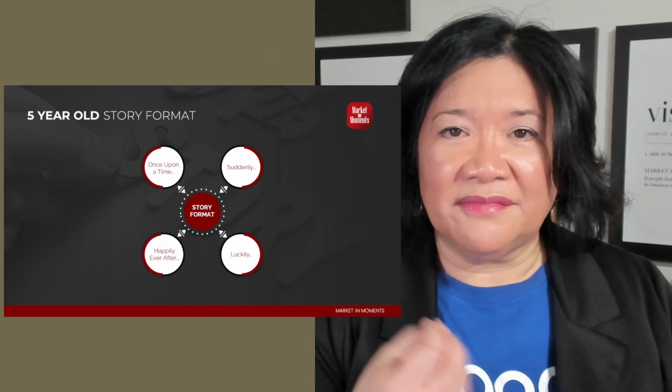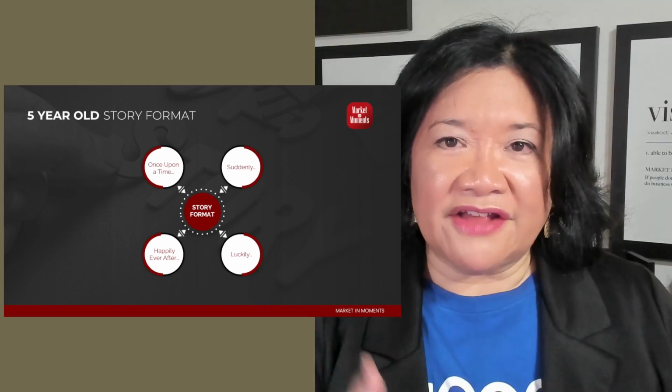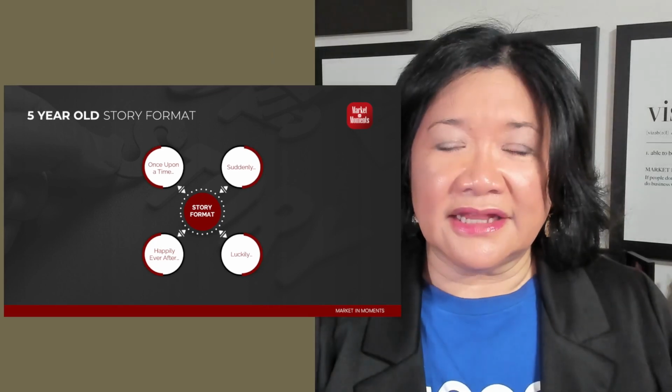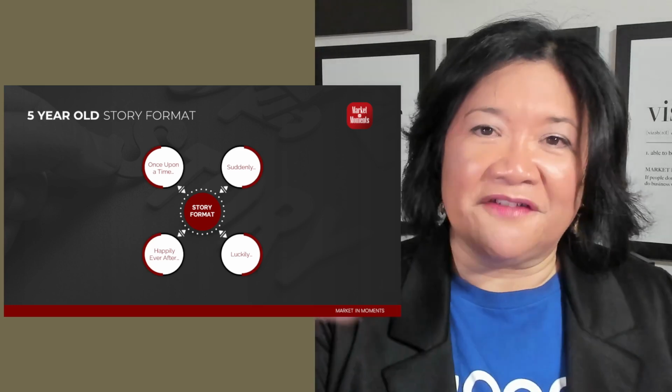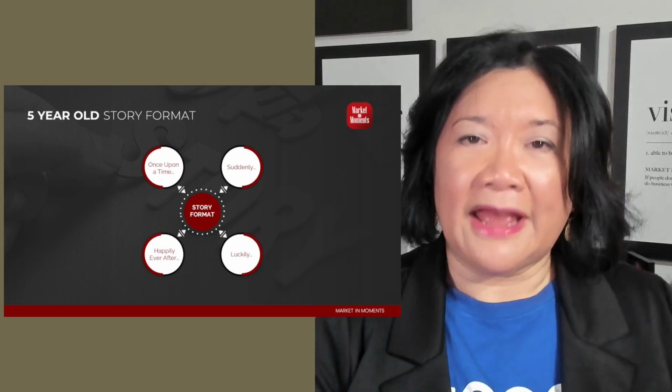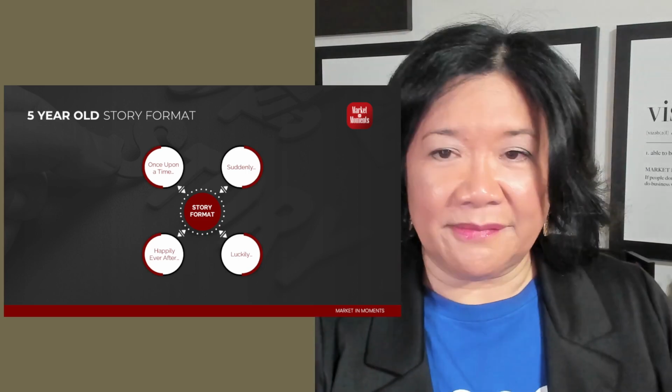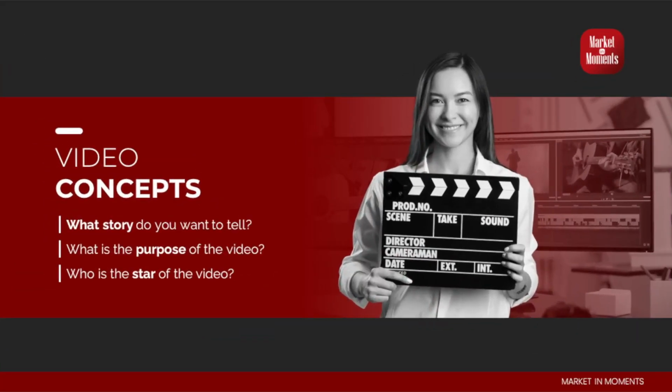Once upon a time, I was 8 years old. My father's an insurance agent. Suddenly, there was a knock on the door. Luckily, he was an agent. He took care of making sure to value all their stuff. Happily ever after, that's what I decided to become. Make sense? You can also use this for video concepts.